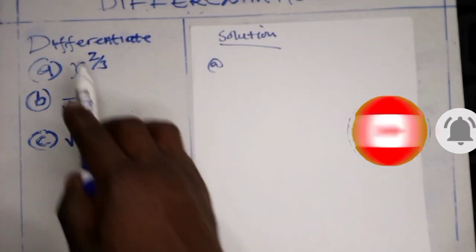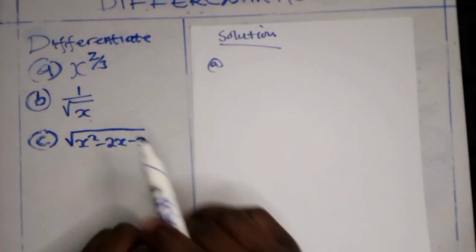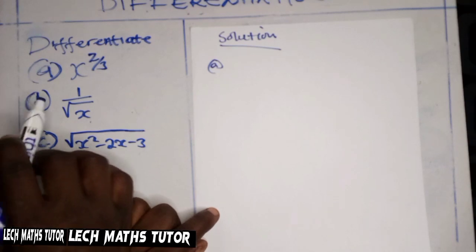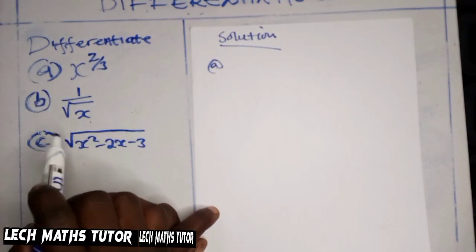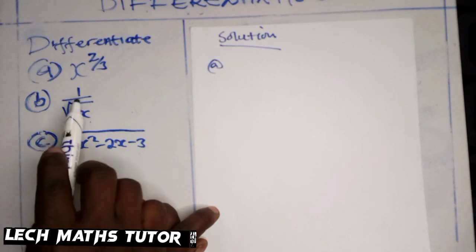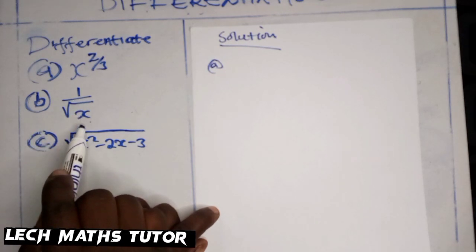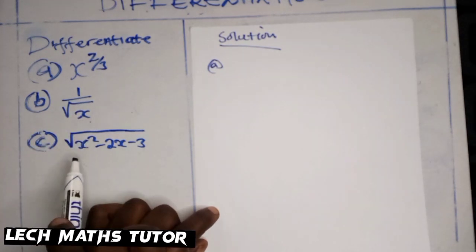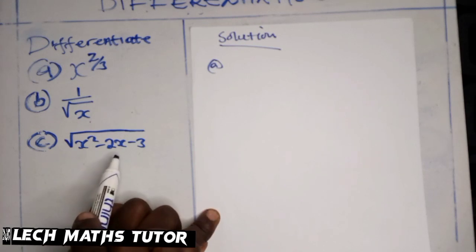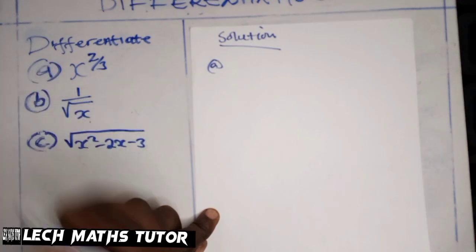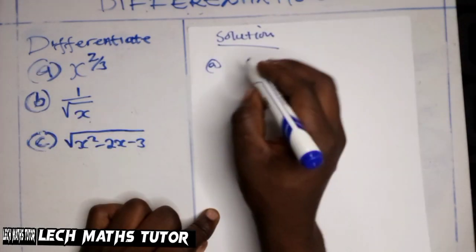Today's lesson we are looking at differentiating. So we have a question here: x power 2 over 3, and for b we have 1 over square root of x. For c we have root of x squared minus 2x minus 3. So let's start with A here.